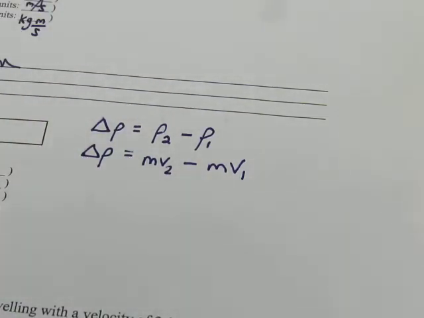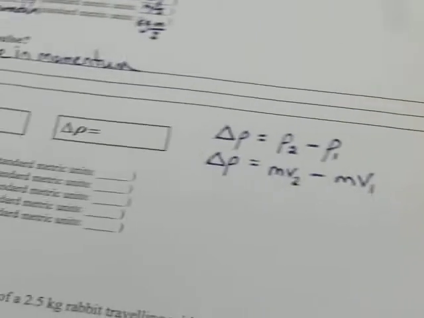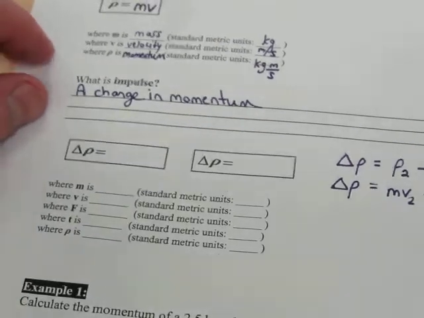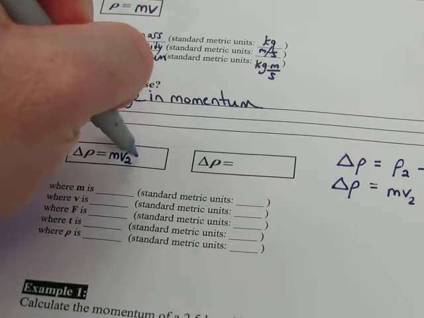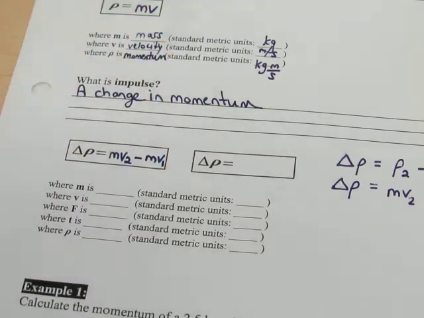That's the formula for impulse, a change in momentum. So that's actually the very first formula I'm going to write over here. MV2 minus MV1.